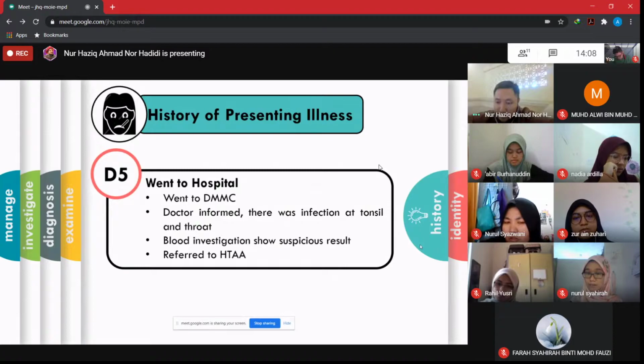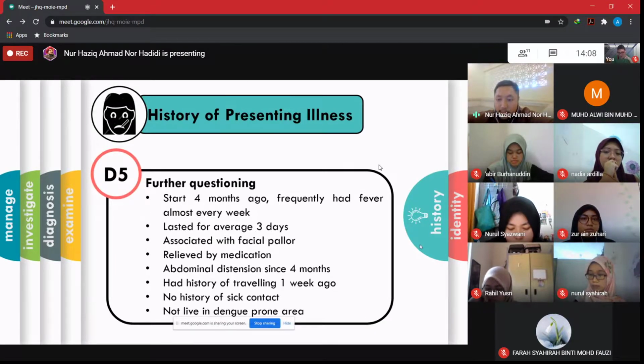Again, the blood investigation was done at the Darul Makmur Medical Center and revealed the same result as the clinic, which is low red blood cell count and high white blood cell count. Due to this result, he was then referred to HDA for further investigation.